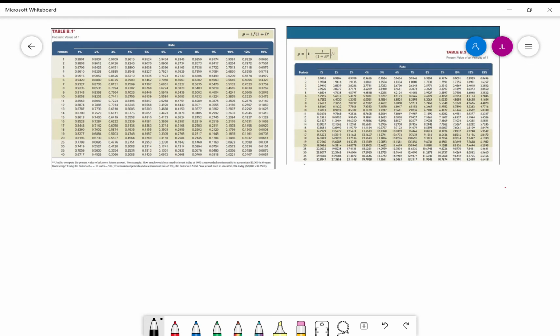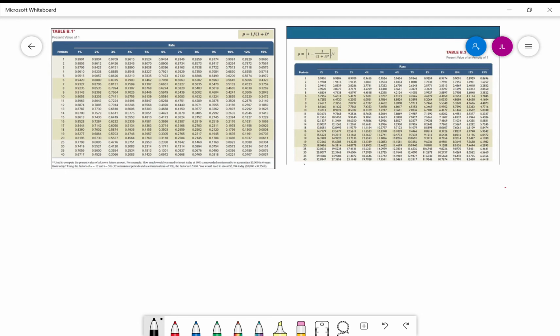All right, I had a question on how to use the present value of a dollar, present value of a lump sum table, and the present value of an ordinary annuity table. On the left, we've got a present value of one, or present value of a lump sum. On the right, we have a present value of an ordinary annuity table.